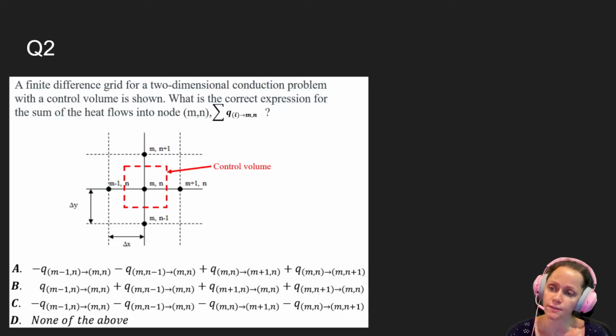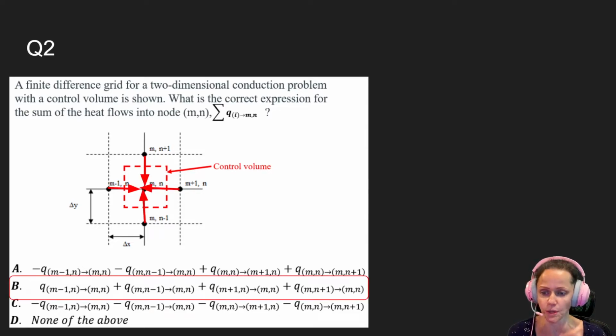Question 2, finite difference grid for a two-dimensional conduction problem with a control volume is shown. What's the correct expression for the sum of the heat flows into that node? And so this is all four coming from the neighboring node, and so this one is option B.